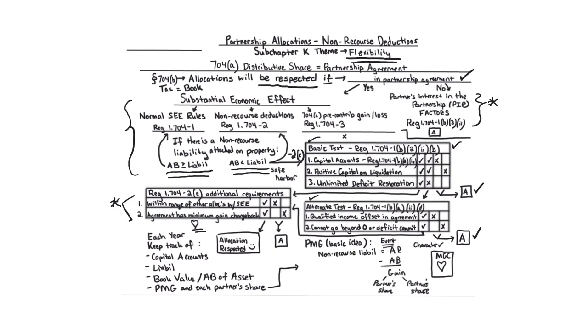Now, if we meet the basic test or alternate test and these two requirements, hey, look at that. The allocation is respected. If we fail either of these two requirements, even though we meet the basic or alternate test, it's going to be under partner's interest in the partnership. We don't want that. Bad.